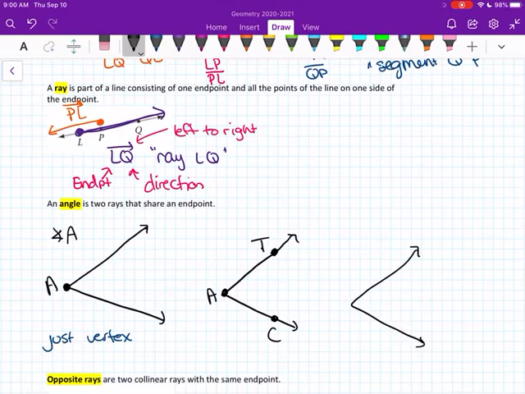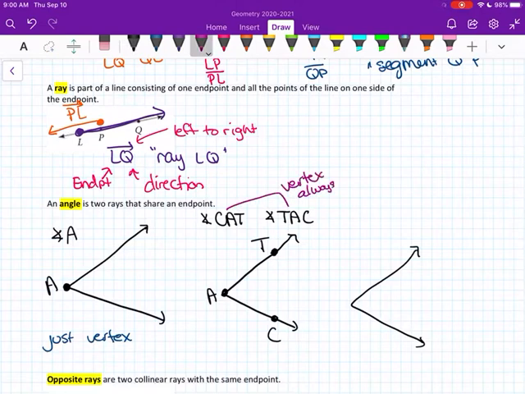All right. So then I could use three letters, and your letters always go in the order that you would draw the angle. So the vertex is always in the middle. So I could call this angle CAT or angle TAC. Okay, and notice the vertex is always in the middle. Vertex, always in the middle.